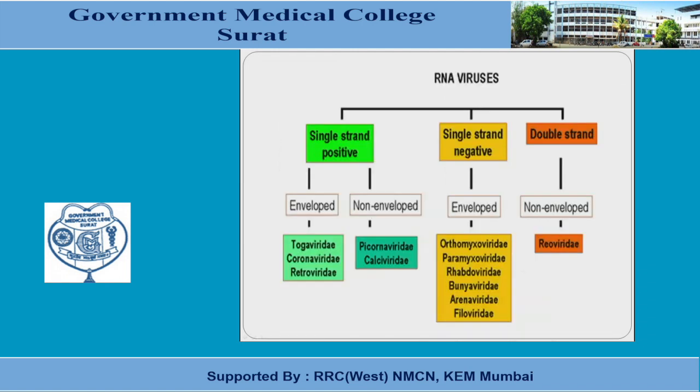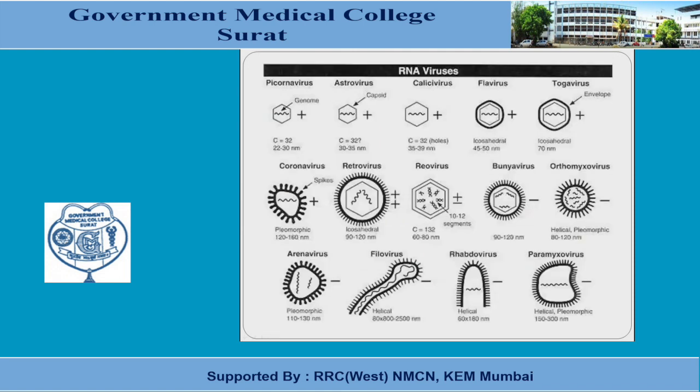Then RNA viruses, which are single stranded positive strand, enveloped or non-enveloped. The enveloped are togavirus, coronavirus, and retrovirus, and the non-enveloped are picornavirus and calicivirus. Similarly, single stranded negative sense enveloped are orthomyxo, paramyxo, rhabdovirus, bunyavirus, arenavirus, and filovirus, which are examples of single stranded enveloped negative sense viruses. Double stranded non-enveloped viruses, with Reoviridae as the example, right?